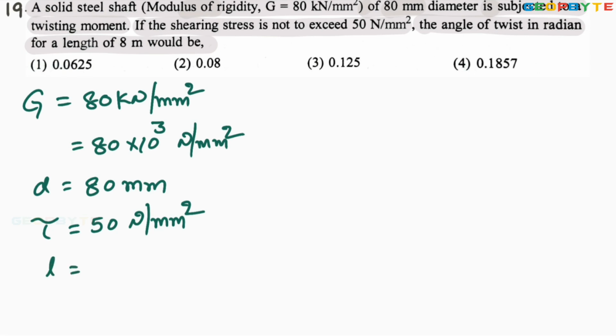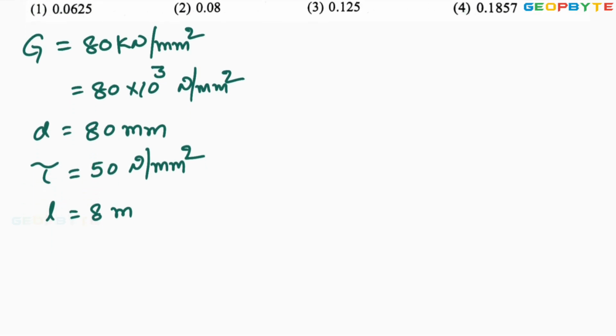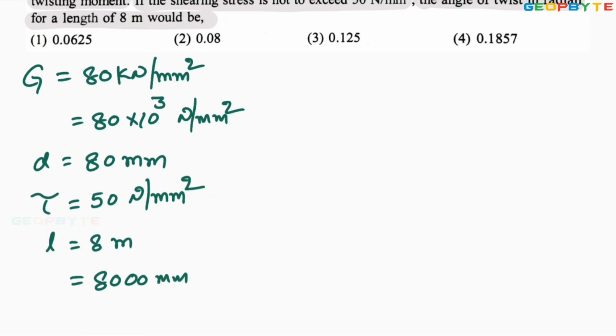The length of the shaft is given as 8 meters, so it is equal to 8000 mm. You are asked to find the angle of twist. Angle of twist theta equal to how much?